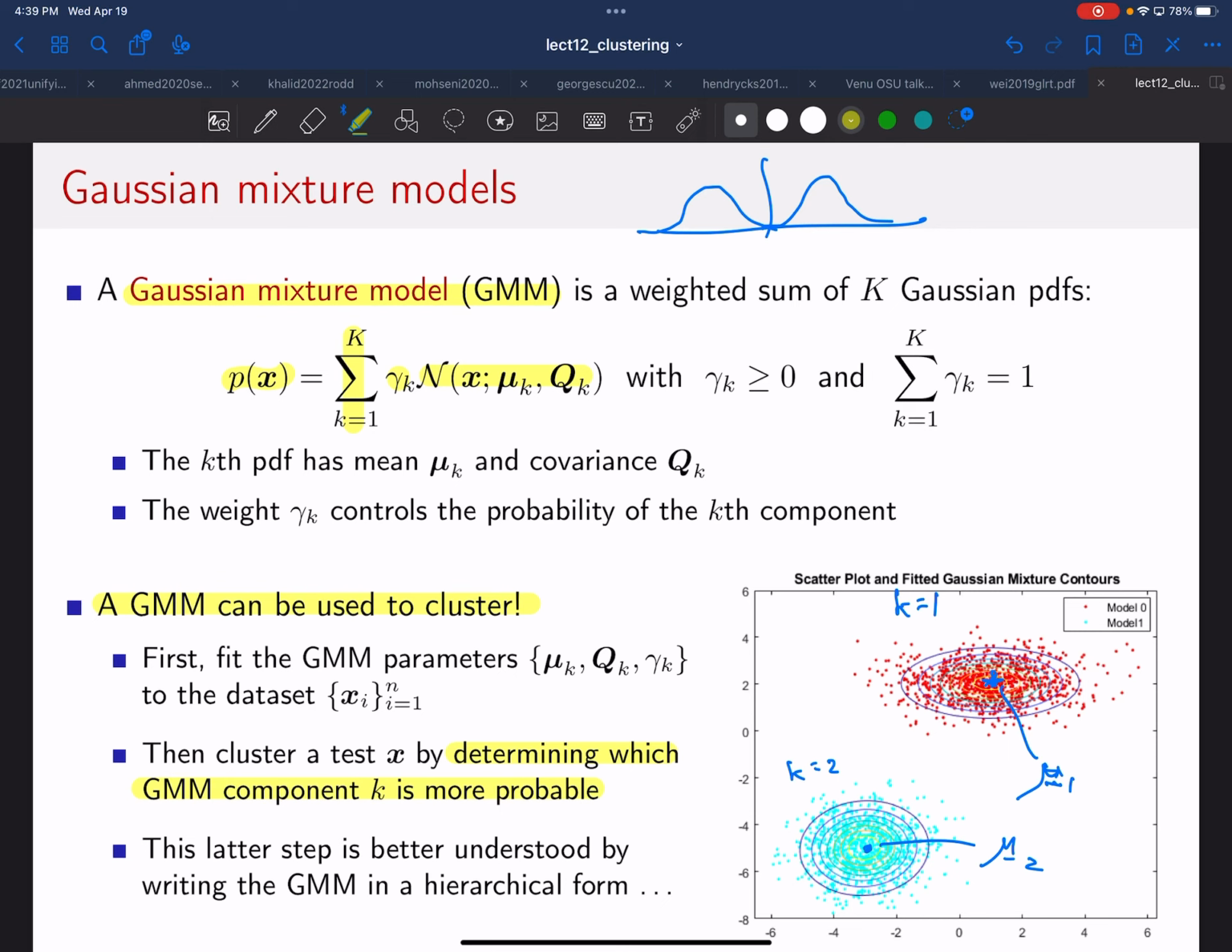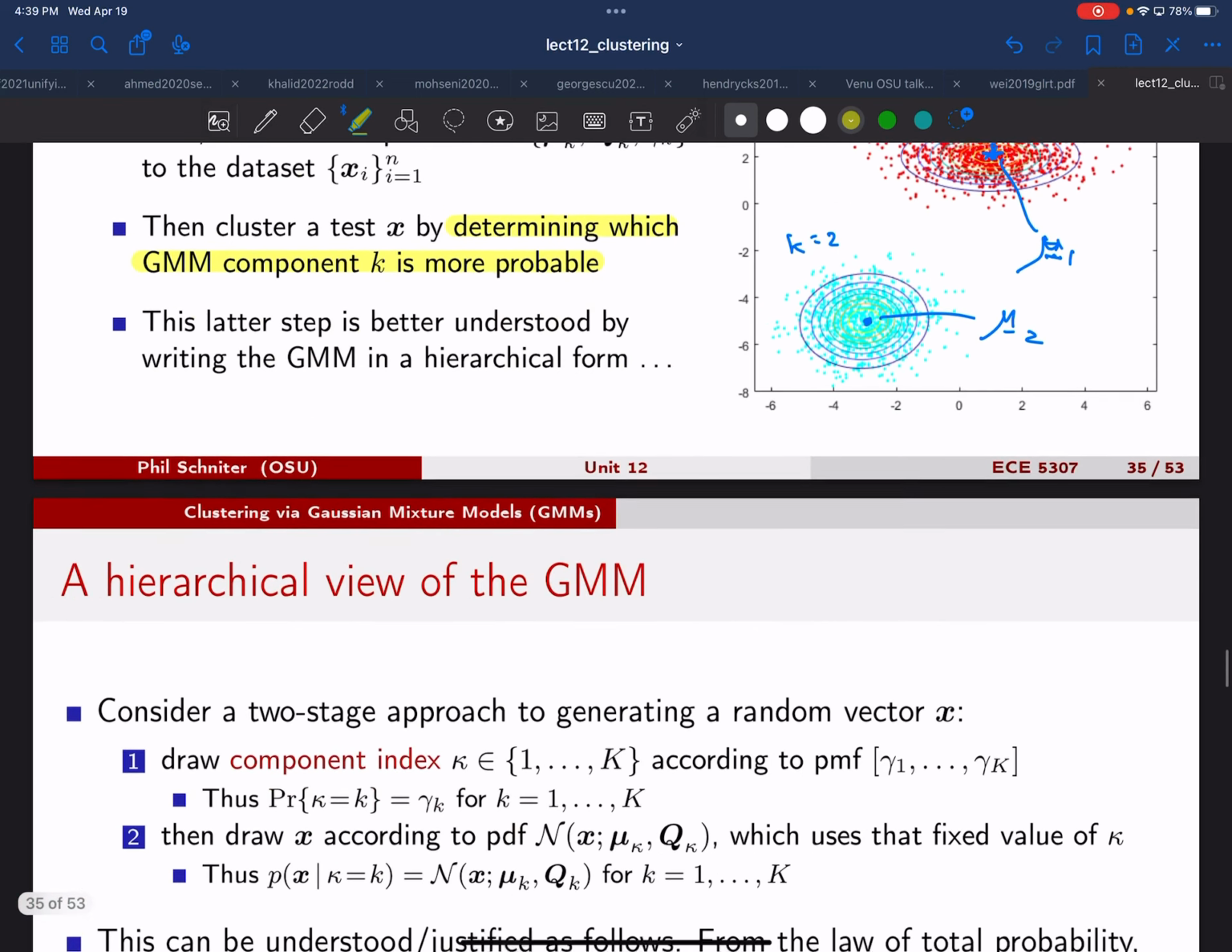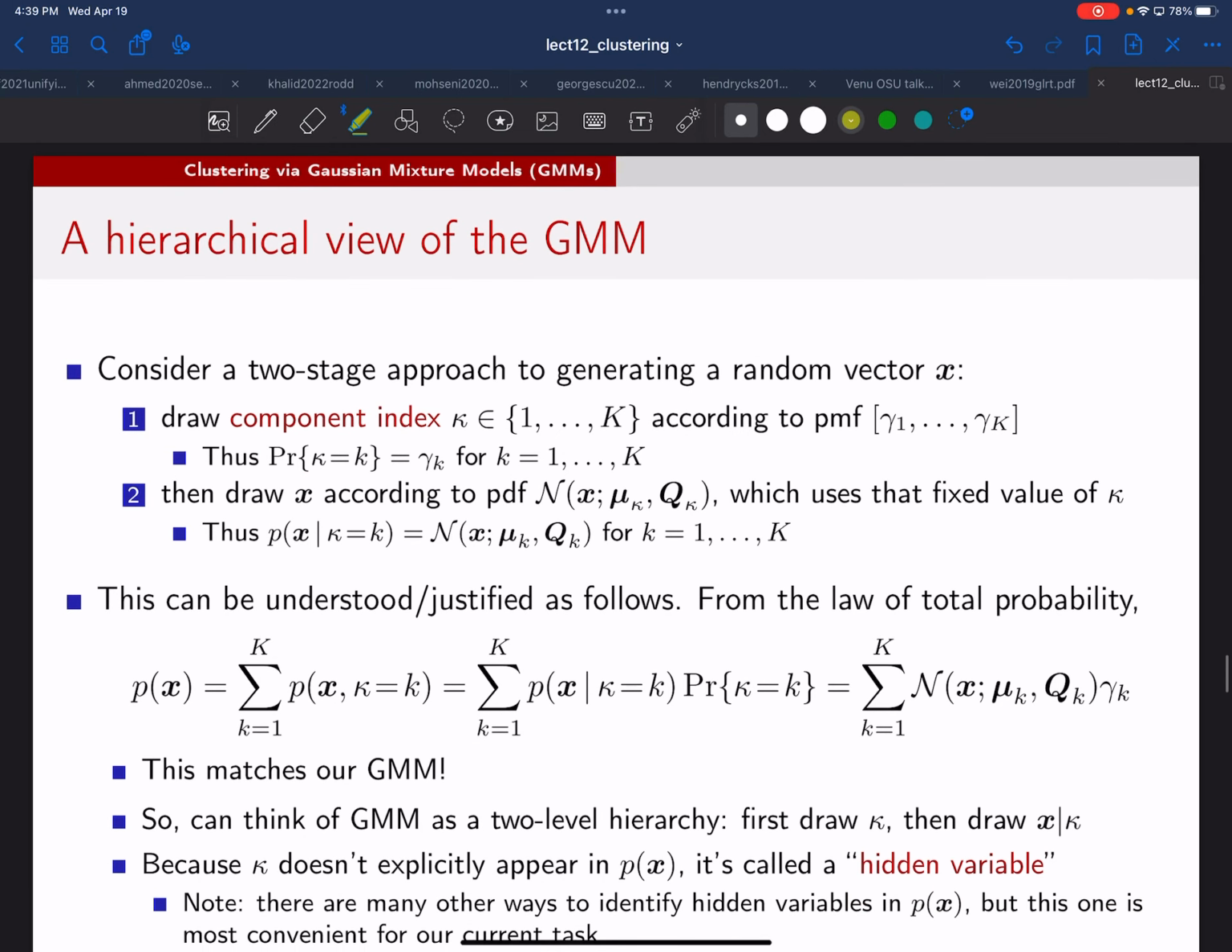Okay, so to do this, we're going to think about things in a slightly different way, which is what they call a hierarchical view.